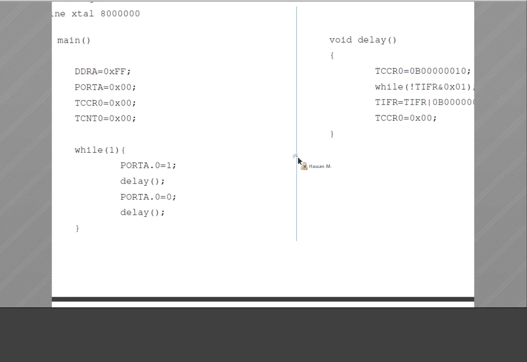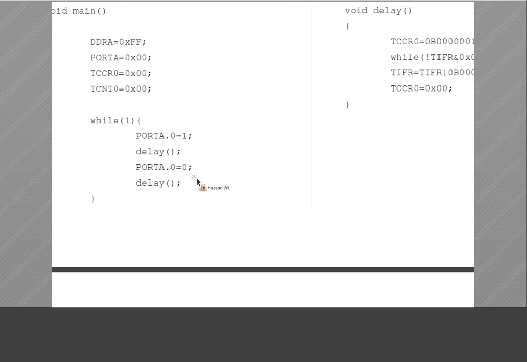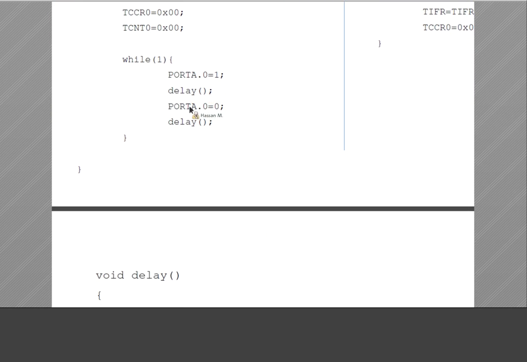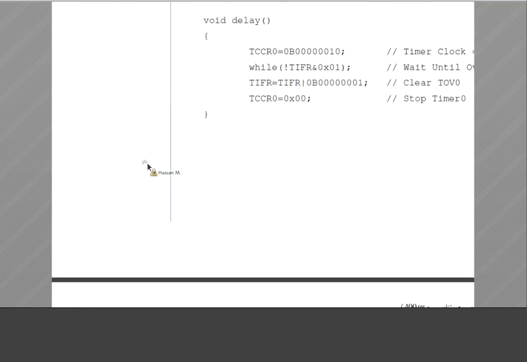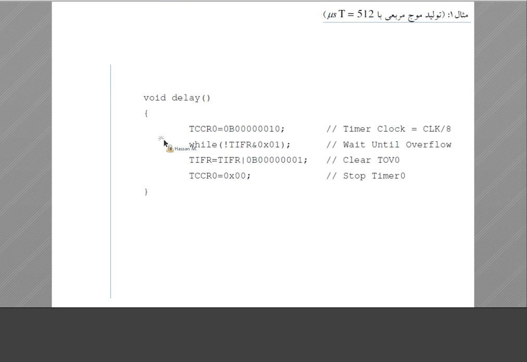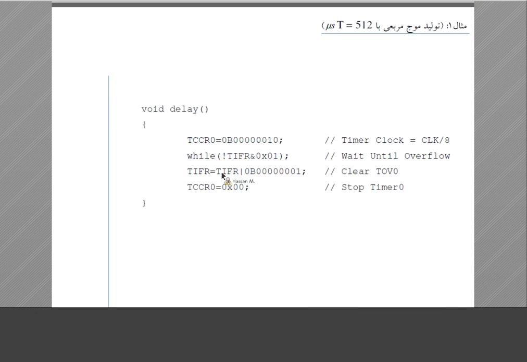Delay function is written by us. Okay. Delay. Then port A dot 0 is 0. Again delay. What about delay? How many seconds is delay or waiting? This is delay. Void delay, a function written by us, for example. TCCR0 is 2, that is 0, 0, 0, 0, 0, 0, 1, 0.